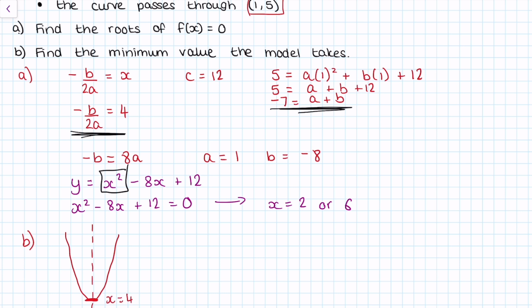We know the x value at the minimum, which means we can just put that into our equation to find what the minimum value is. So y equals 4 squared minus 8 times 4 plus 12, and what you'll find that equals negative 4. So the minimum value this model takes is negative 4.